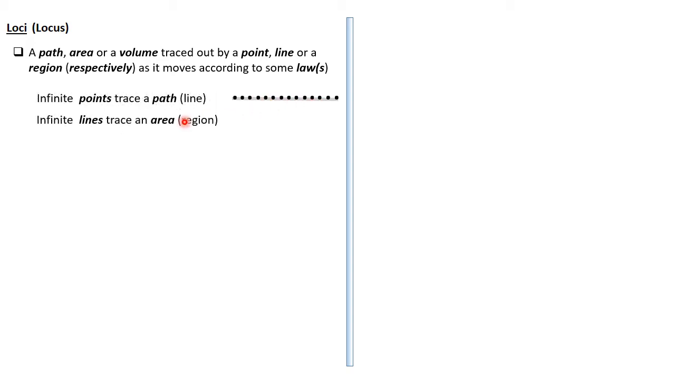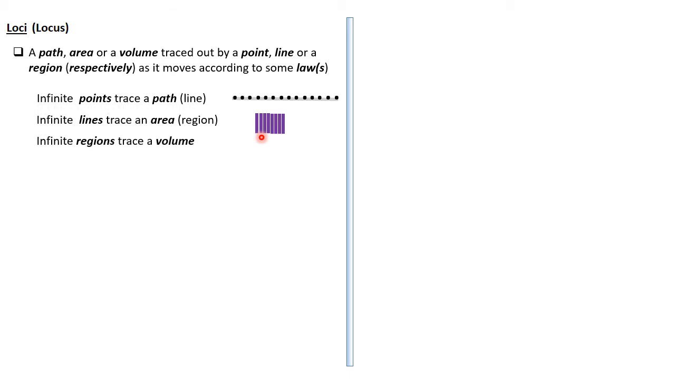Similarly, infinite lines trace out an area. If we have these many lines next to each other, they'll form an area of some kind. If we have a line like that, another one, another one, another one. If we have many lines next to each other, they form an area. In this case, some sort of a rectangle, really. So if you have infinite lines, they can form an area. And I think that's clear.